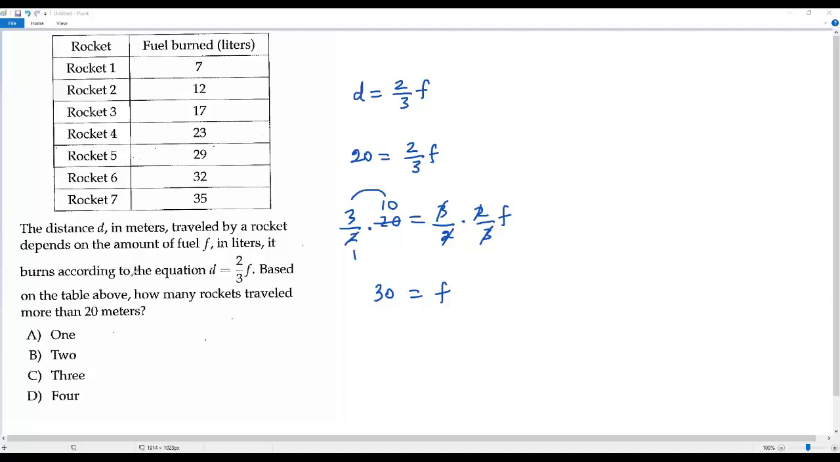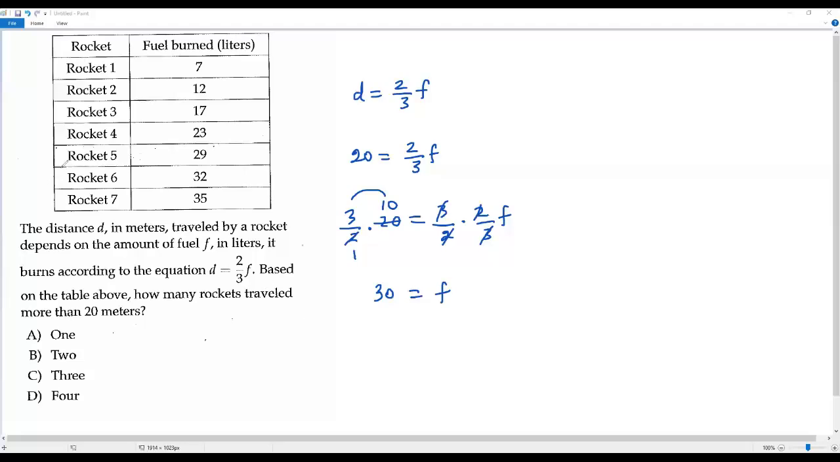In case a rocket traveled more than 20 meters, how many liters of fuel did it burn? So clearly it will be more than 30 liters. If the distance is 20 meters, then the fuel burned is 30 liters. If the distance is more than 20 meters, then the fuel burned must be more than 30 liters.